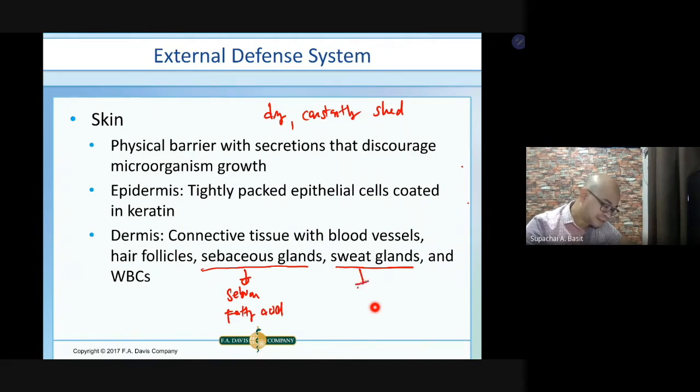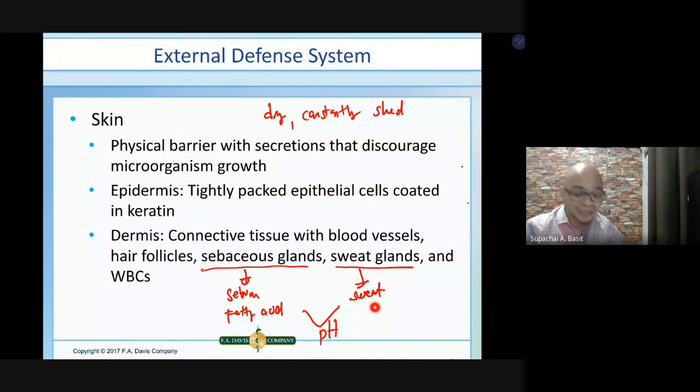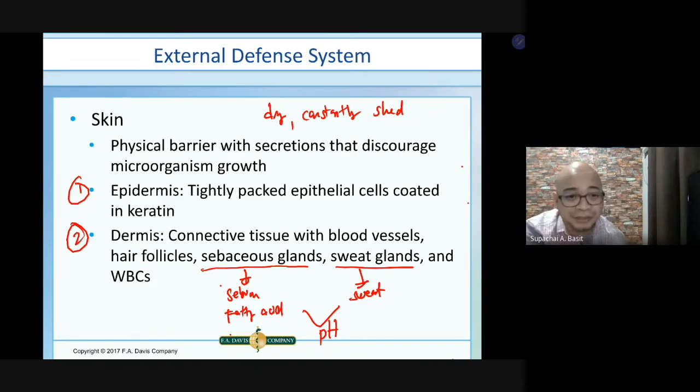Okay, sweat glands obviously will produce sweat, and the pH of these particular secretions is really not favorable for the growth of microorganisms. Now, if we look again at the layers of skin, there are two main layers: the epidermis and the dermis. Your epidermis is made up of tightly packed epithelial cells. Like what I mentioned to you a while ago, it is made up of keratinizing stratified squamous epithelium. Do not forget the keyword here, keratin.